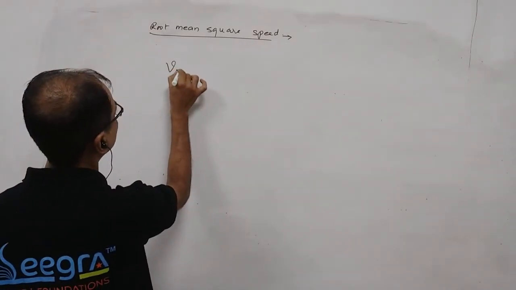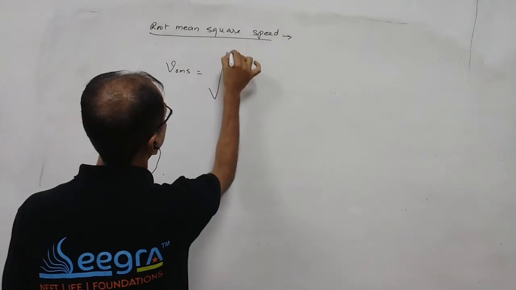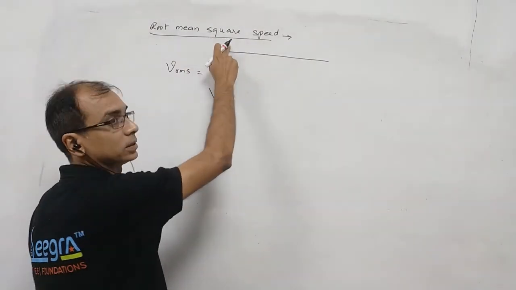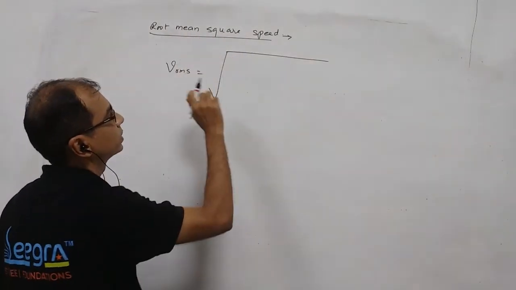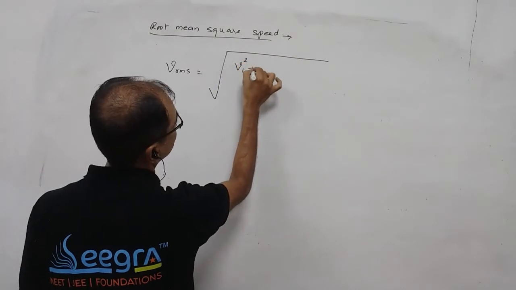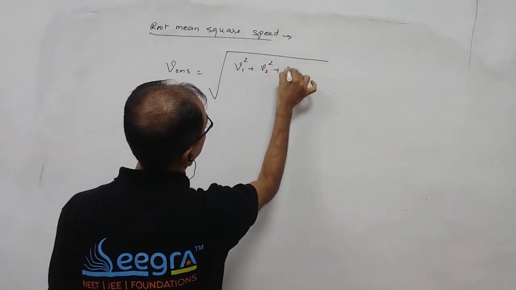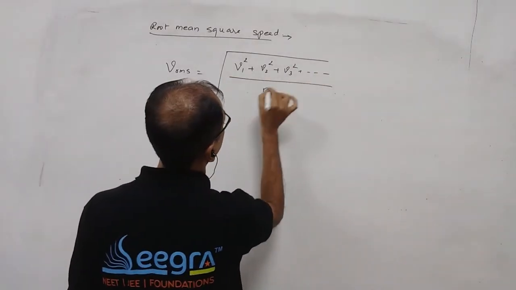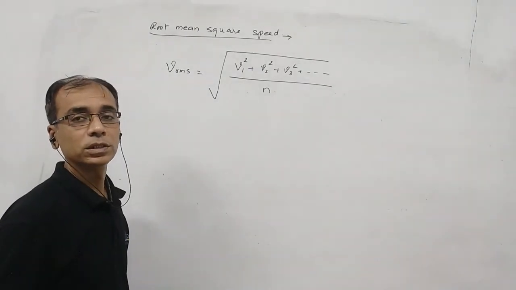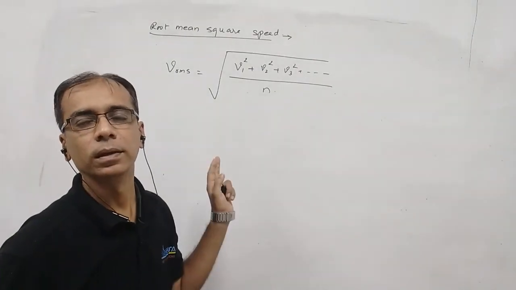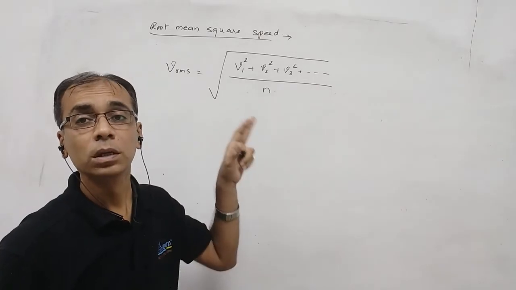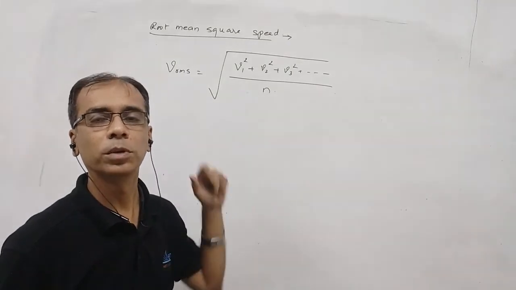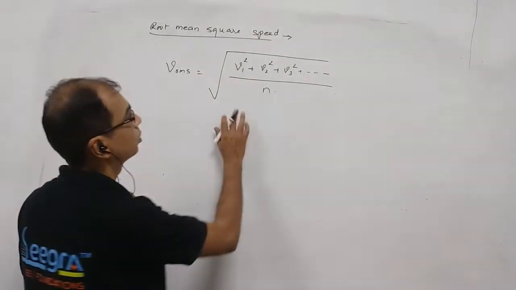What basically is this? Vrms basically is, as the name says, root of mean of squares. Squares here means V1 square, V2 square, these are the particles' velocities, of all the particles. Mean of squares. What was average? V1 plus V2 plus V3 and so on, divided by n. Here it is root mean square. That means root over V1 square plus V2 square plus V3 square plus up to n particles, divided by the total number of particles n.